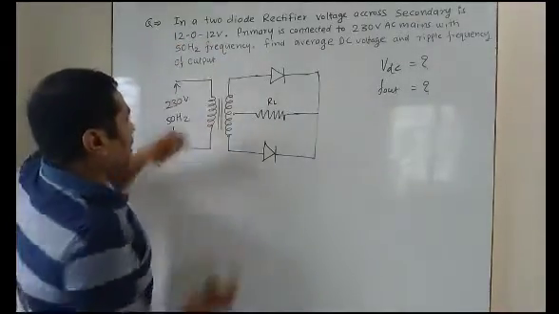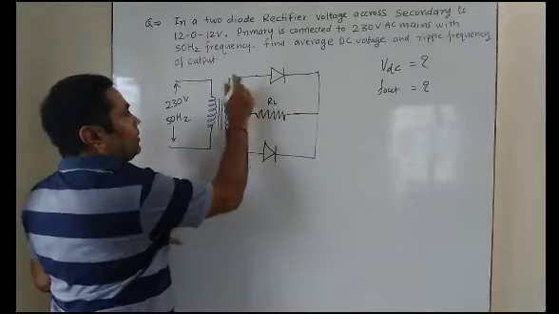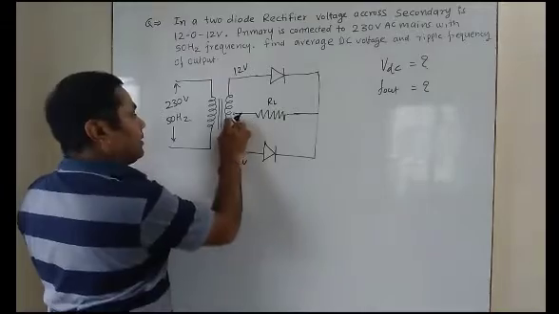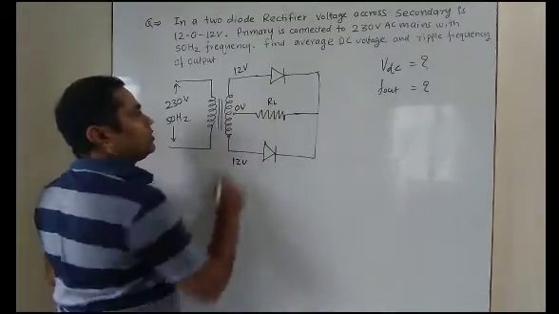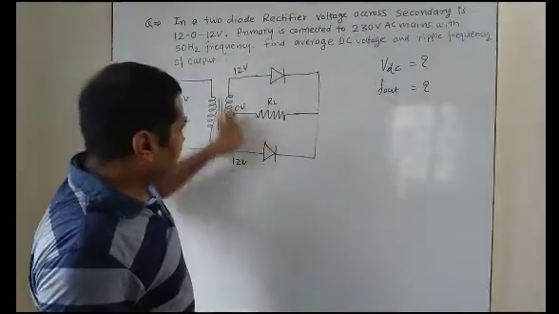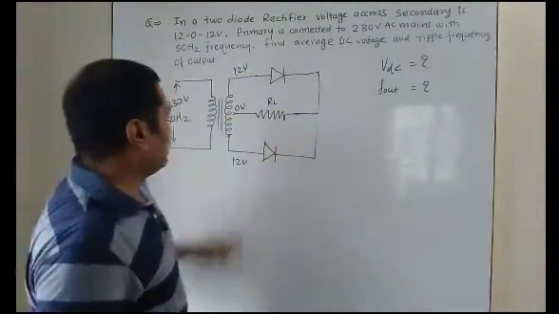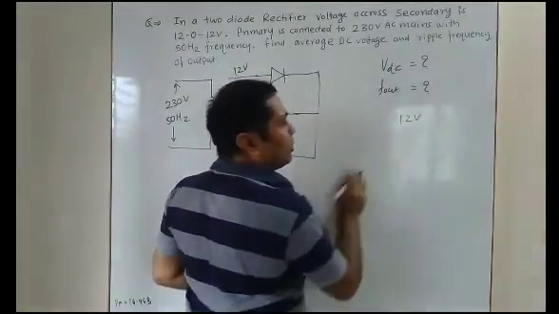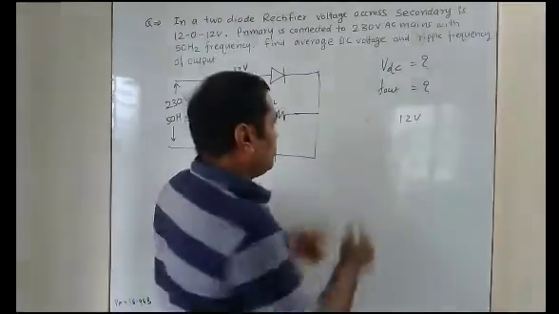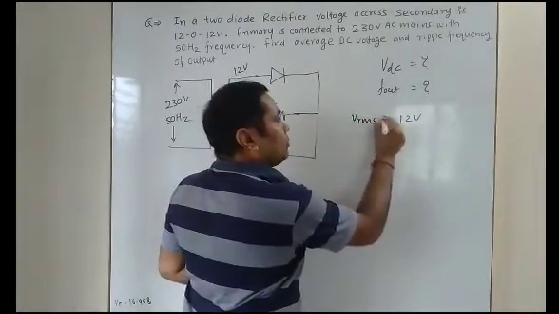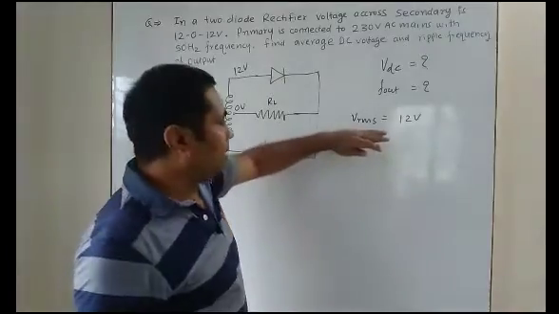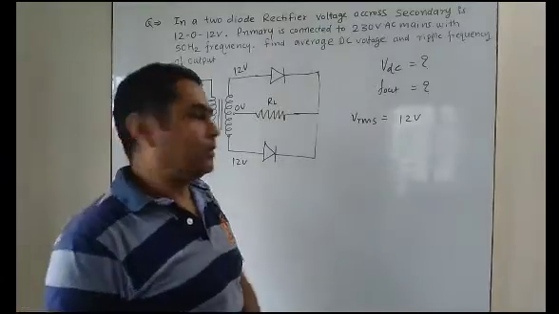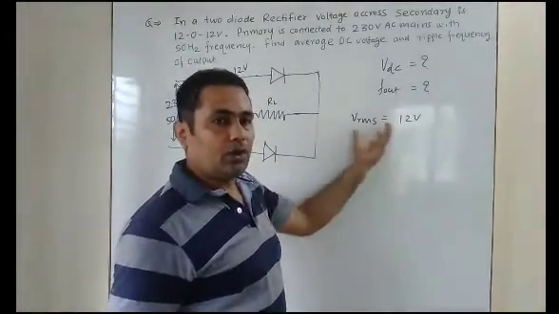So let us see what they have given. 12. That means at the secondary of this transformer, this terminal will be 12 volt, this terminal will be 12 volt, and the middle terminal, that is the center terminal, will be at 0 volt. Using this, we have to calculate the DC voltage. Now the secondary voltage is directly given, but this 12 volt is not the peak or max voltage. This voltage is the root mean square value. So we have to convert it into the max value, because our digital multimeter or voltmeter only shows the max value, not the root mean square value.